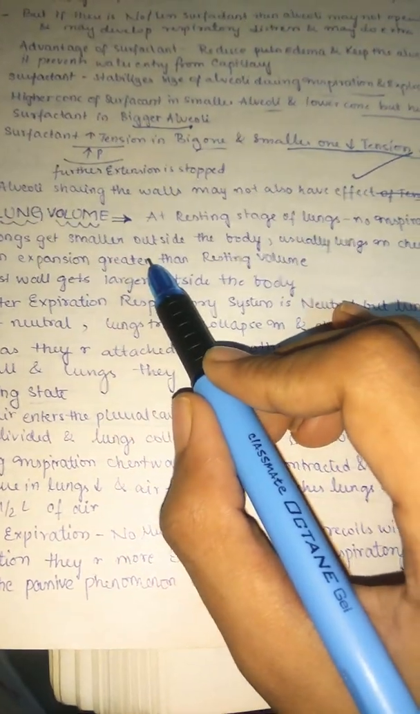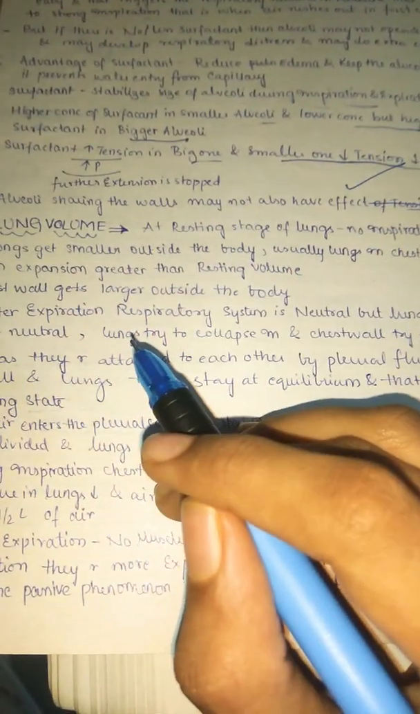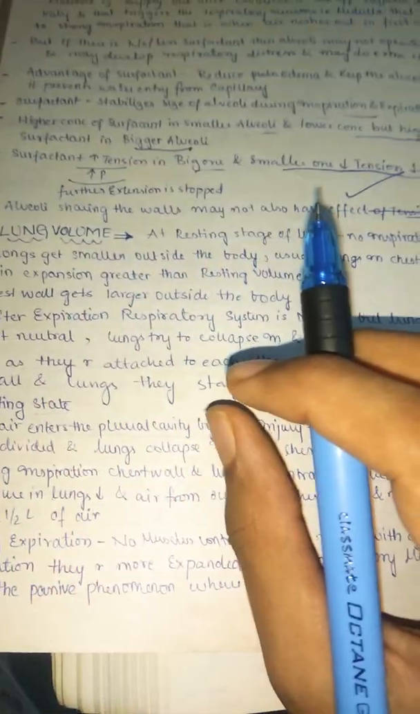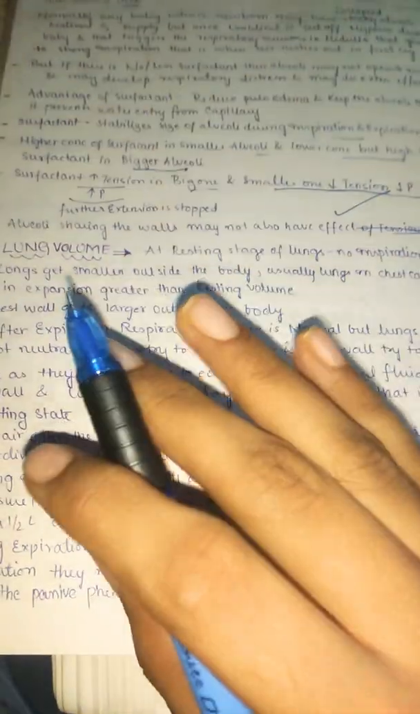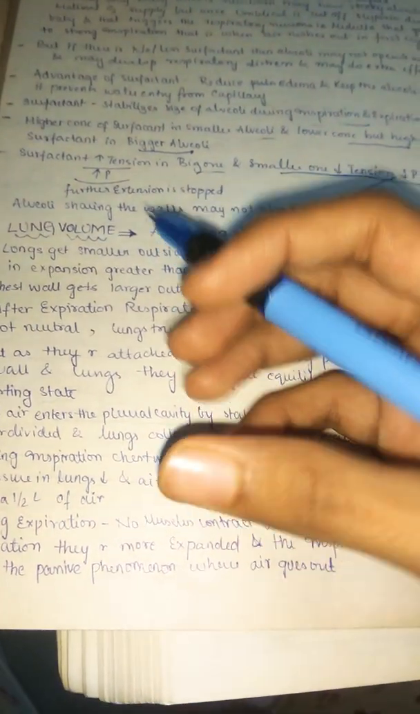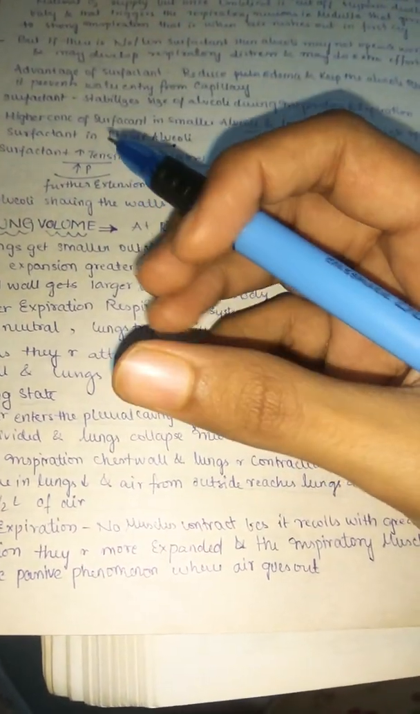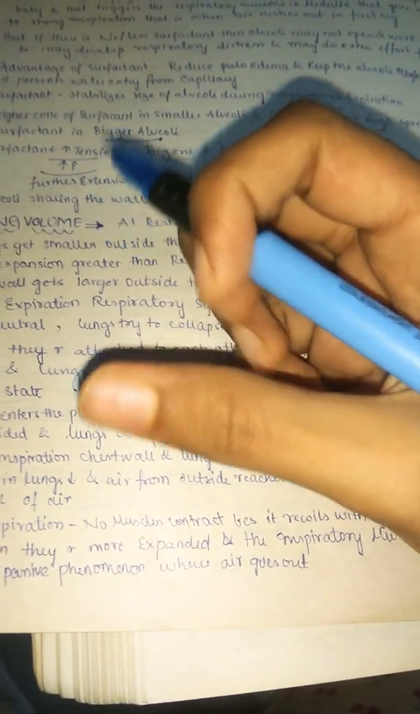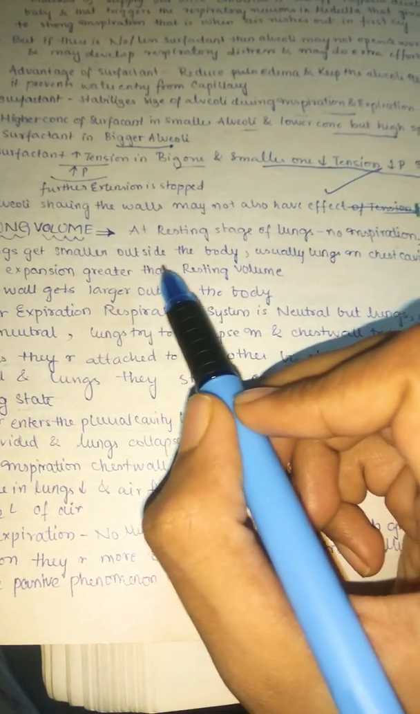The lungs get smaller outside the body. Say in a person we detach the lungs from the body, and there is no expiration and no inspiration going on. So what happens if you put the lung outside of the body? It becomes smaller, because lungs try to go inward and the chest wall always tries to go outward, so the lungs get smaller outside the body.